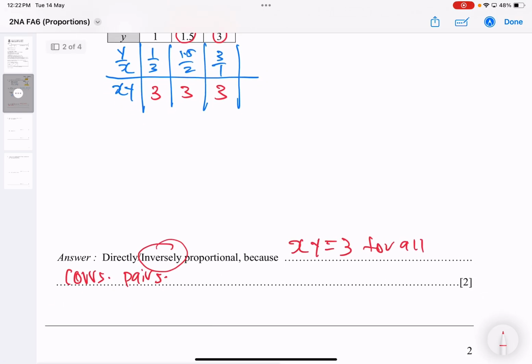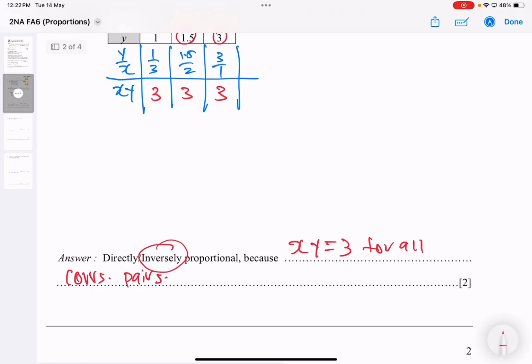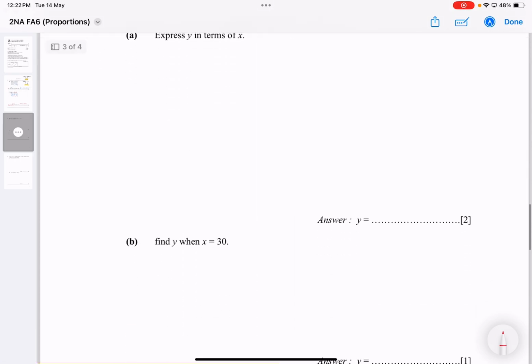Is that okay? Hey, where's your paper? Where's the paper? Okay.